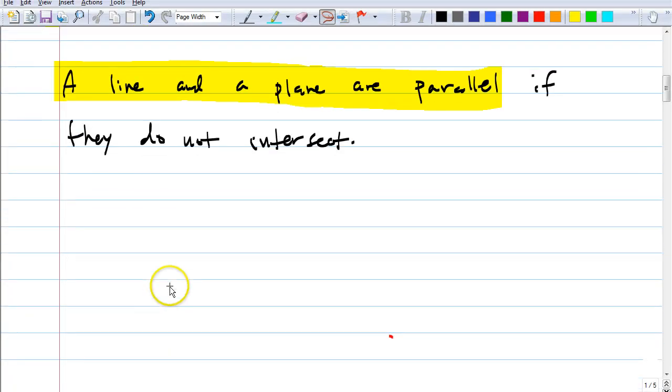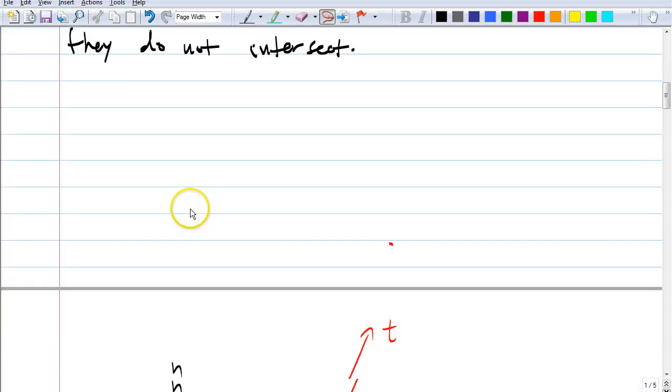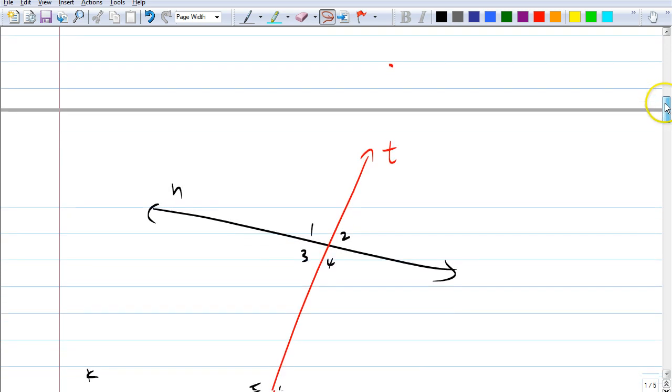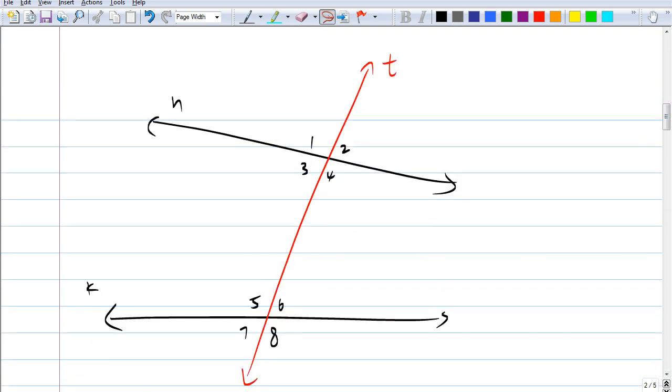So here's an example of it. Take a look at this example. You have three lines, and when three lines intersect this way, you have to understand that they're intersecting at different points. If they were all intersecting at one point, then none of them are transversal. So here, when the two lines are cut by a transversal, how many angles does it form? 8. Forms 8 angles.